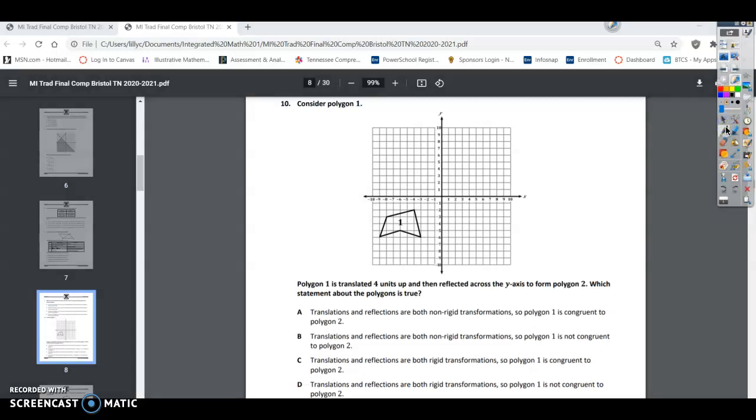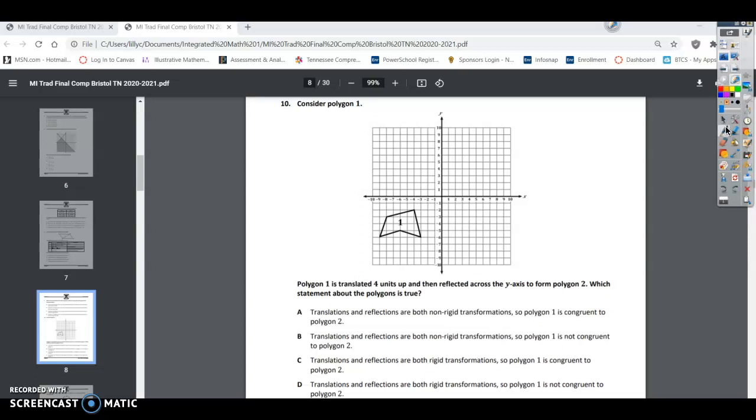All right, Math 1, final benchmark, number 10. Consider polygon 1. Okay, you can see that here on the graph. And it says polygon 1 is translated 4 units up and then reflected across the y-axis to form polygon 2. Which statements about the polygons are true?